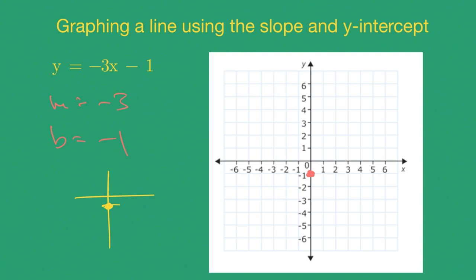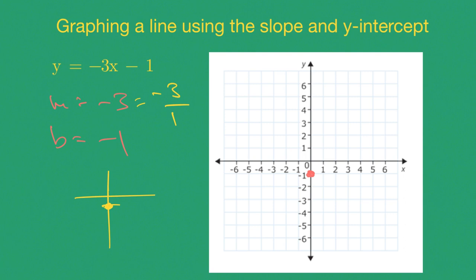Now, take a look at that slope. We're not seeing a fraction for your slope. Your slope is just negative 3. How can you make any number, any integer number, a fraction? Put it over what? Put it over 1. Negative 3 is the same thing as negative 3 over positive 1.